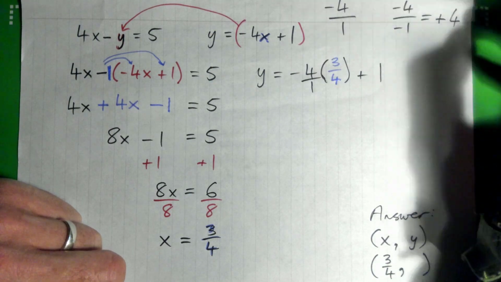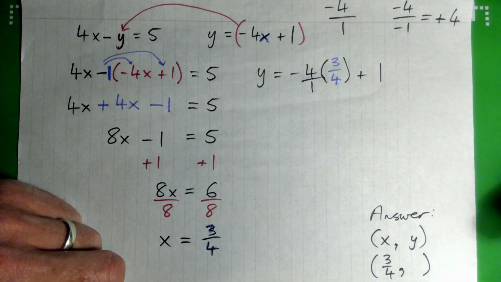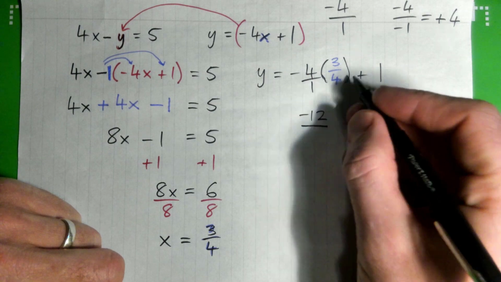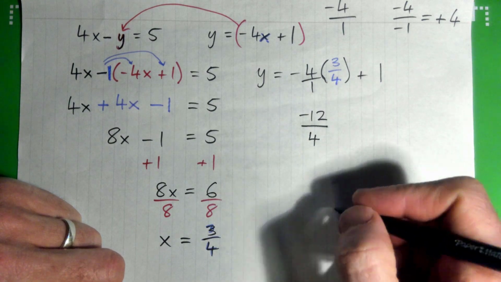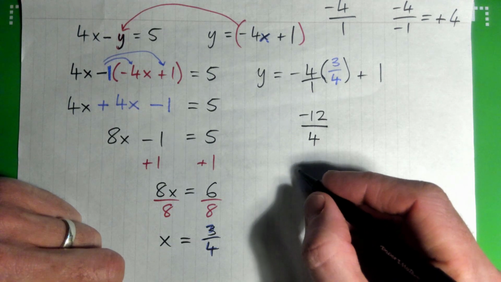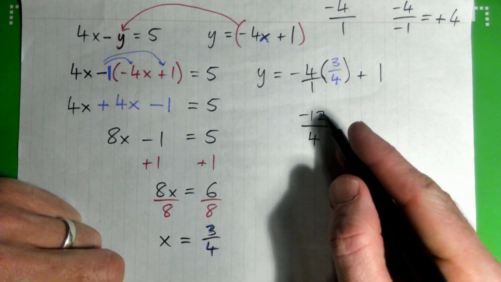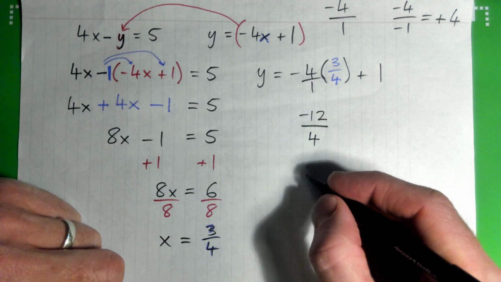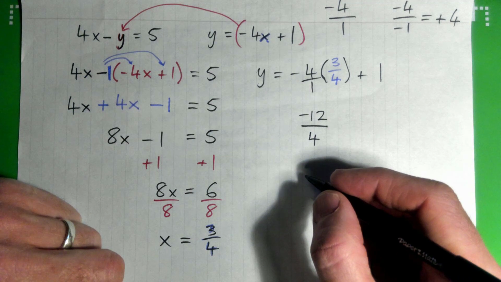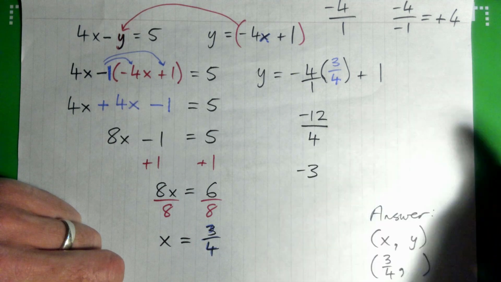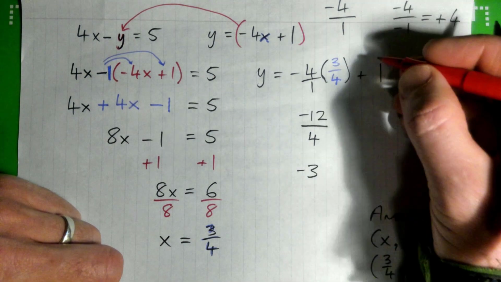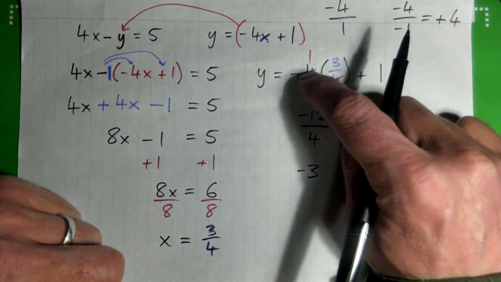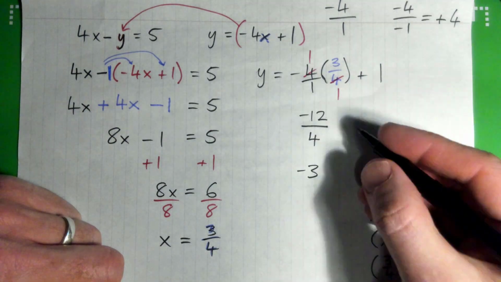And some students like to do -4 times 3 makes -12. +1 times 4 makes +4. And so this whole thing makes what? What does this make then? Negative -3, right? But it's easier to just go 4 to 4 goes once here and here, and you get -1 times 3 over 1, so just -3, right?